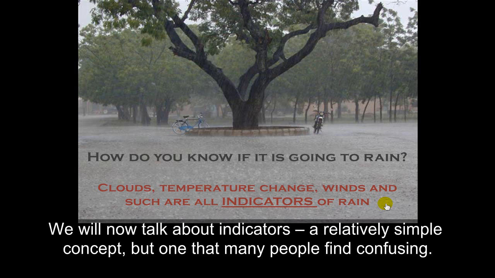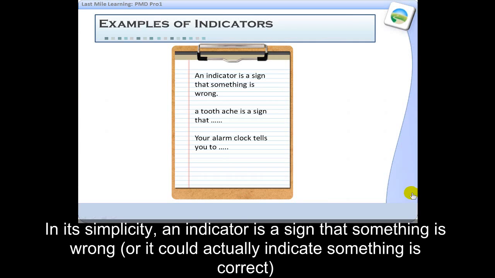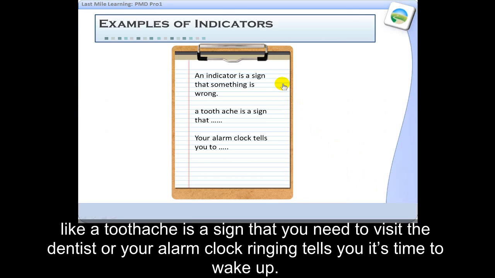We will now talk about indicators, a relatively simple concept, but one that many people find confusing. In its simplicity, an indicator is a sign that something is wrong, or it could actually indicate something is correct. Like a toothache is a sign that you need to visit the dentist, or your alarm clock ringing tells you it's time to wake up.